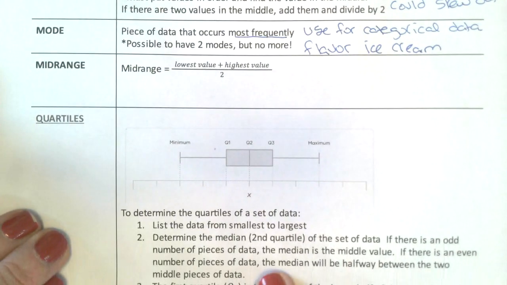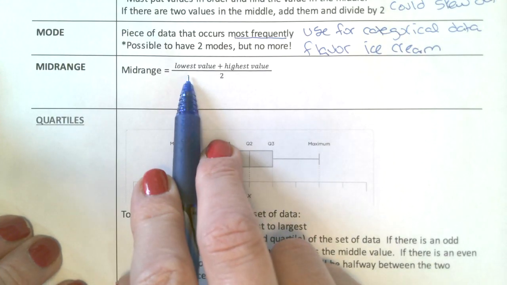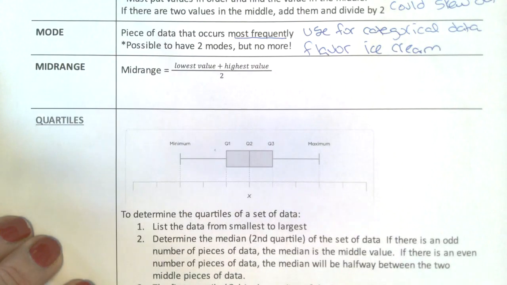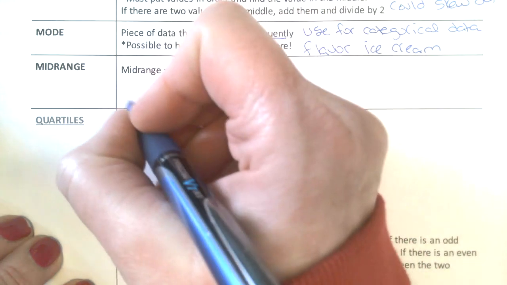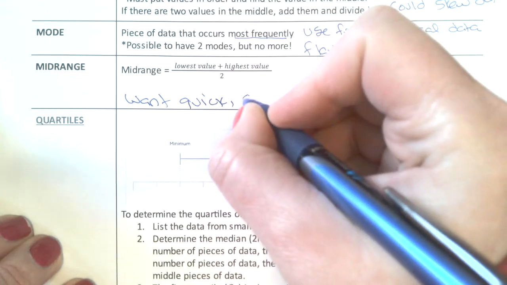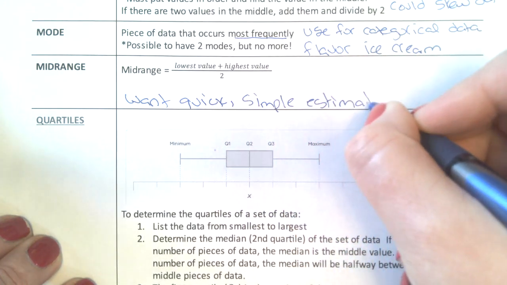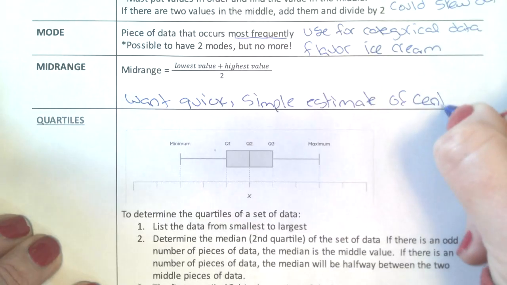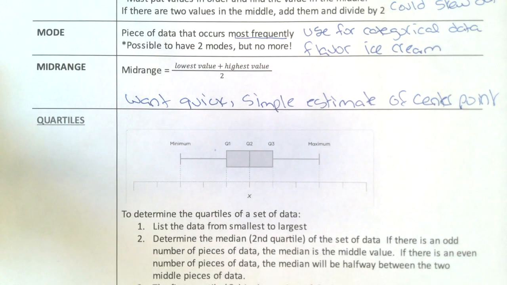Then the last one is the mid-range. So you're going to have a bunch of data and you're going to take the lowest value plus the highest value and divide by 2. When would we use this? When we want to get a quick, simple estimate of the center point. That is when we would use the mid-range.